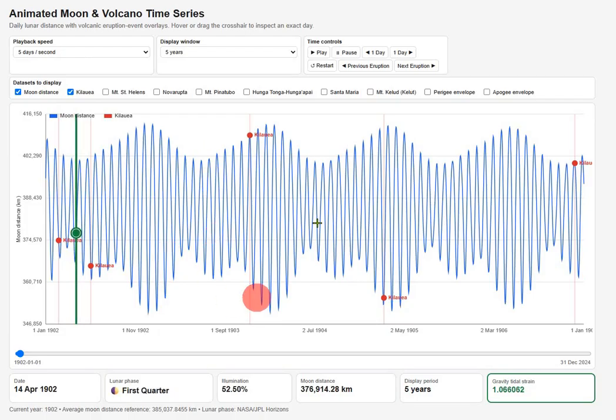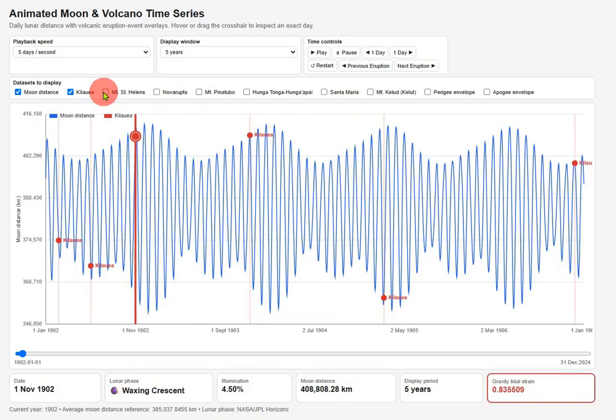The blue oscillatory lines are actually the moon distance from Earth on given dates. I've taken the data and found the moon phase, the percent illumination, the moon distance, and something I'm calling the gravity tidal strain. So the blue is the moon location relative to Earth, closer to Earth at the bottom and further from Earth higher up. At the bottom, it's roughly 346,000 kilometers from Earth.